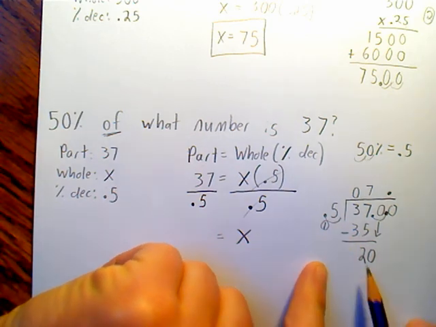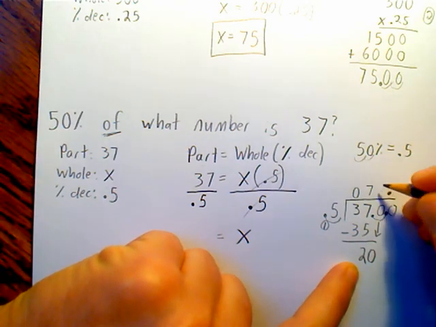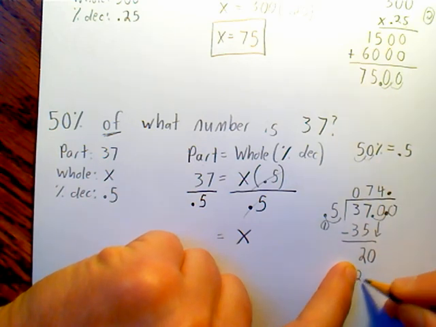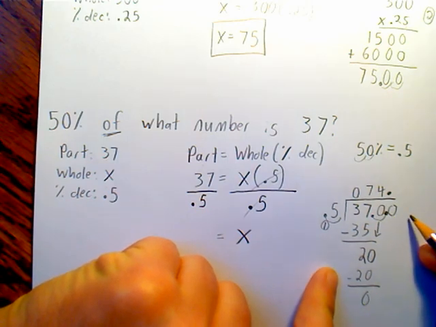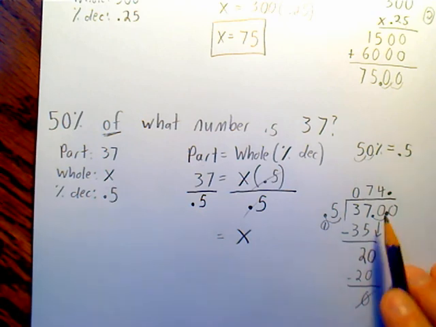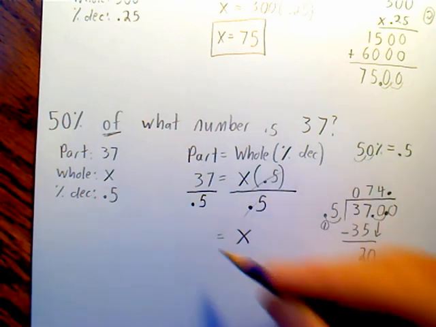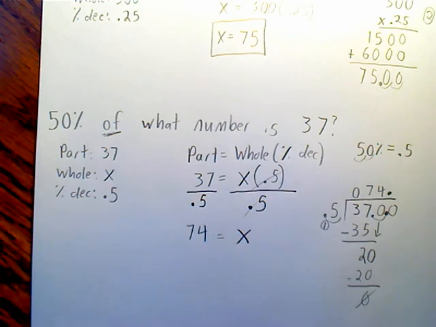How many times does 5 go into 20? It goes in 4 times. 4 times 5 is 20. I got nothing left over, nothing to bring down because it would just be zeros forever. So I am done. So my answer after that division problem is 74. And that's the overall answer to my problem.